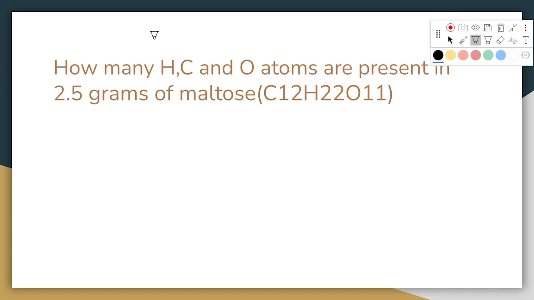How to do this question? Simple. First of all, I'm writing here the number of hydrogen atoms. How many hydrogen atoms are there? Here 22. So 22 into the number of molecules.